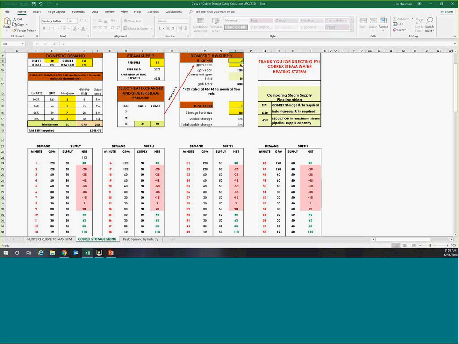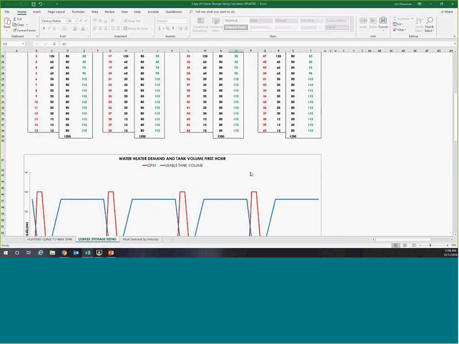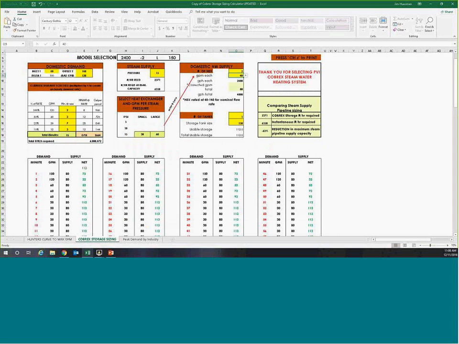So in that scenario, we might need to increase our recovery of the units to 30. That didn't work. 40, yes, that worked. So now we have 2 heat exchangers that can do 40 gallons a minute with 1 storage tank of 150 gallons, and we can still satisfy the demand for that system. So basically, green means go, red means stop.